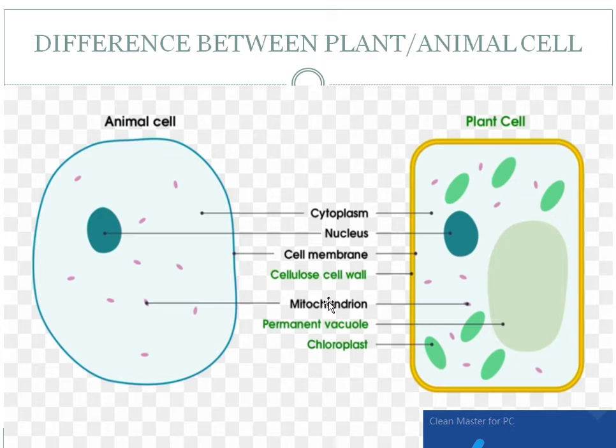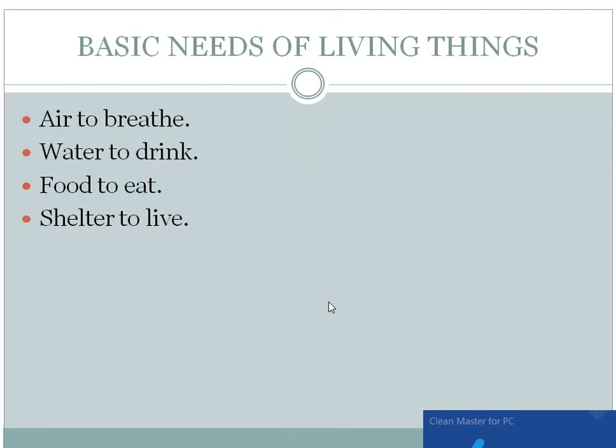Okay students, now we have learned all living things are made up of cells. Students, we will move to another topic, that is basic needs of living things. So let's start. Living things need some basic things, that is air to breathe, water to drink, food to eat, and shelter to live.